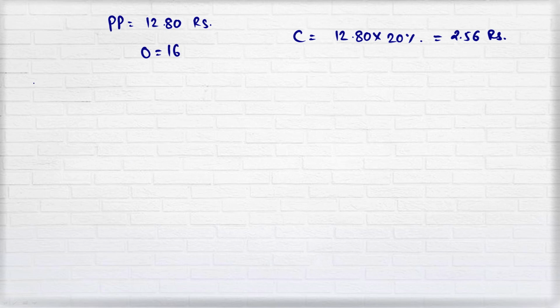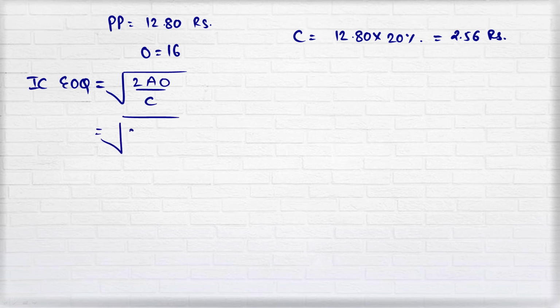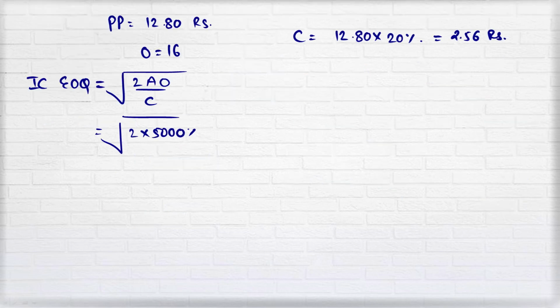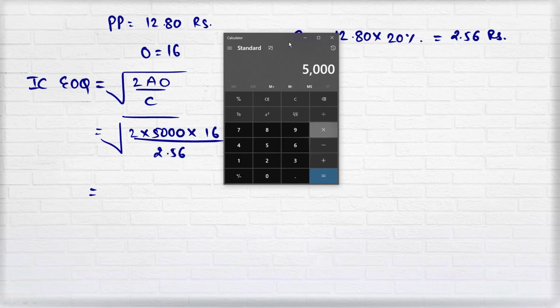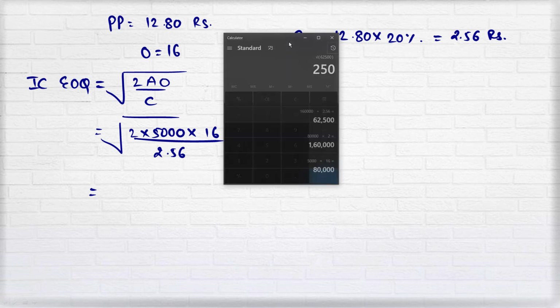So you will be finding out an incorrect EOQ. Because you have taken an incorrect price, you will find an incorrect EOQ. That is 2AO divided by C, which is 2 into annual demand, which remains the same at 5,000. Ordering cost also remains the same, 16, divided by C, which is 2.56. So you will be incorrectly ordering 5,000 into 16 into 2 divided by 2.56, which is under root 250 units.